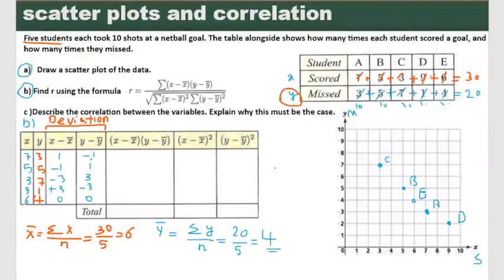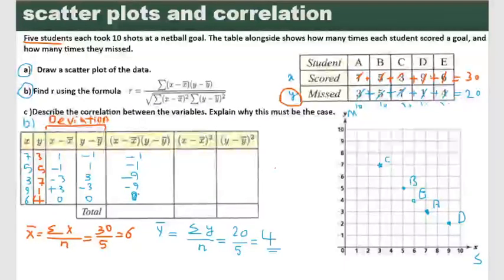Now I am going to fill the next column. I am going to find the product of these two columns. So I say 1 times negative 1, negative 1. 1 times negative 1, negative 1. 3 times positive 3, negative 9, negative 9 again, and the last one would be 0.